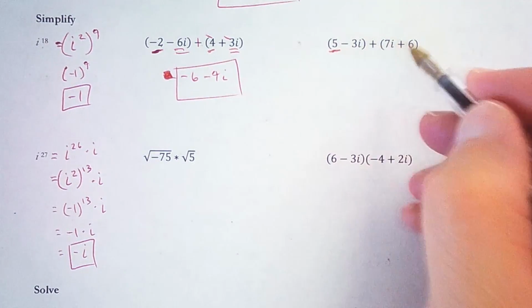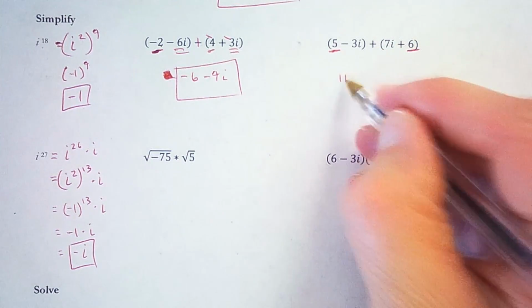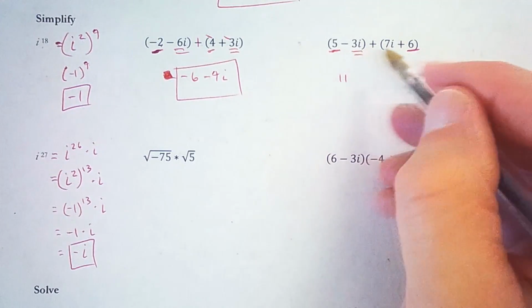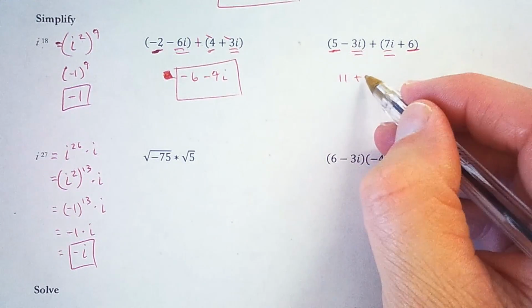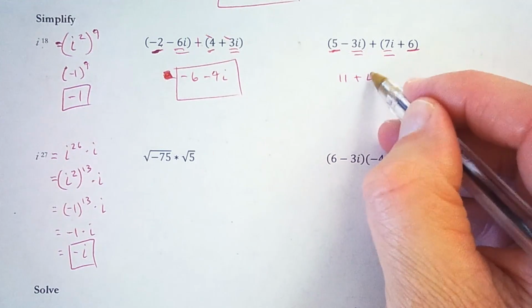Here I have 5 plus 6, that's 11, and -3i plus 7i is +4i.